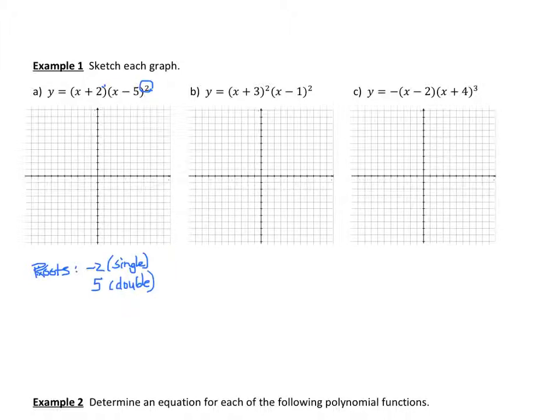The degree of this function is 3. 2 plus 1 is 3. So this is a cubic function with a positive leading coefficient. The leading coefficient here is actually 1. So this is a cubic positive function.